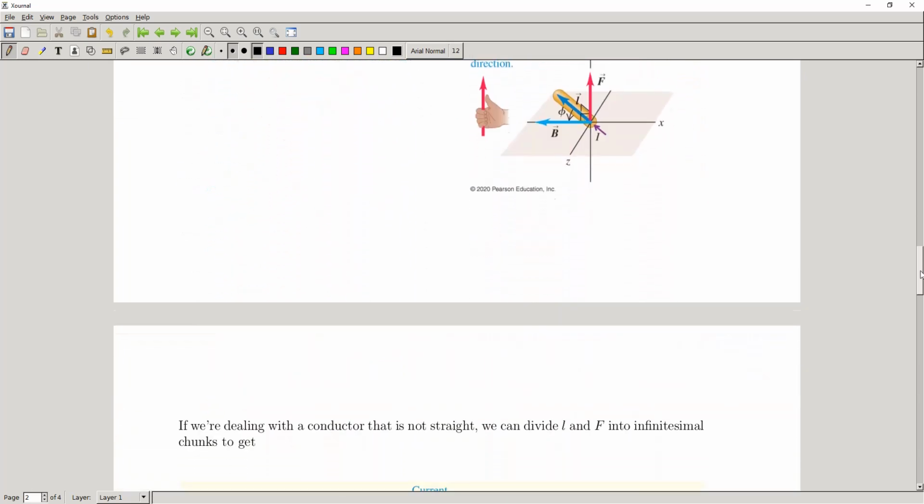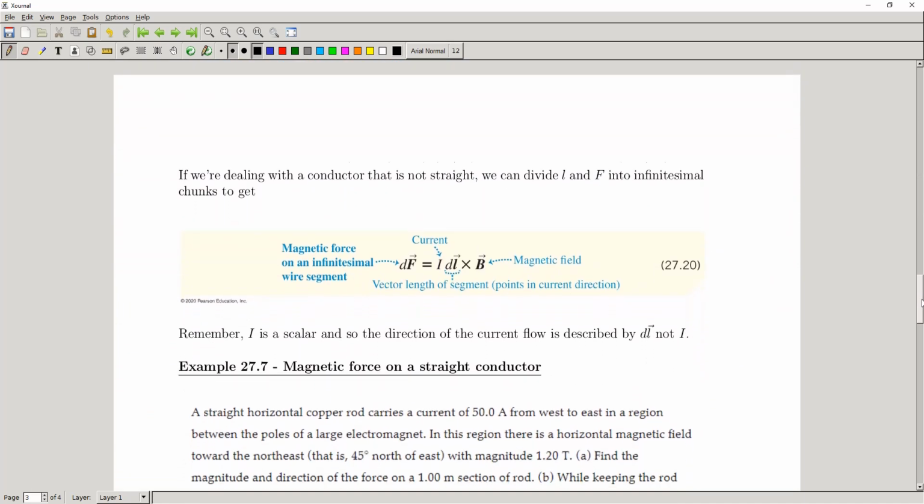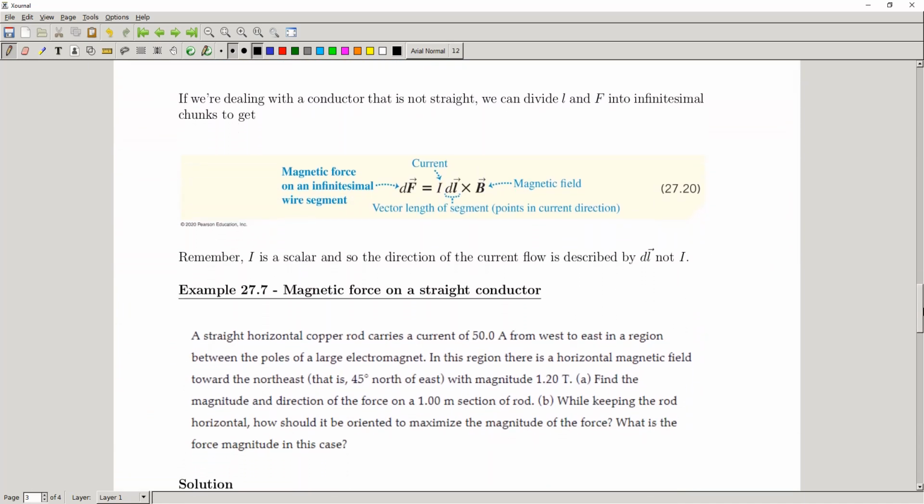But what happens if our conductor is not a straight line, right? Let's say we're not dealing with a straight wire, it's some sort of curved wire. What do we do in that case? Well, we can break up all the tiny little individual contributions to our force into dFs, and we break up all the tiny little length segments that make up the wire into dLs, as you can see here. Then we're just going to integrate over the whole contribution of the wire, over all these little dL contributions. There's a cross product in there, so we'll have to be careful how we do it.